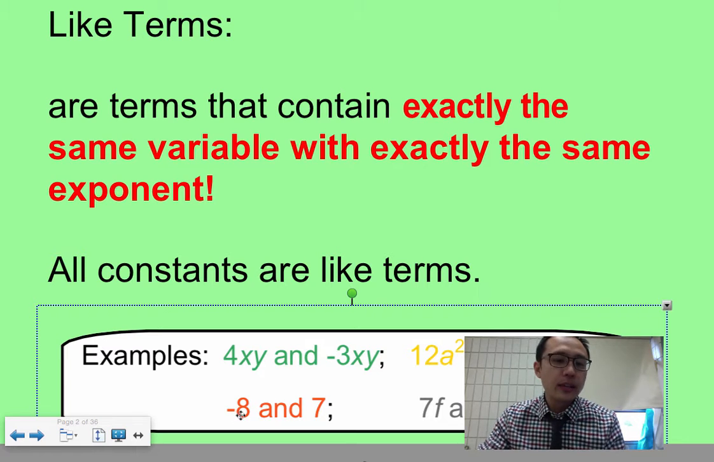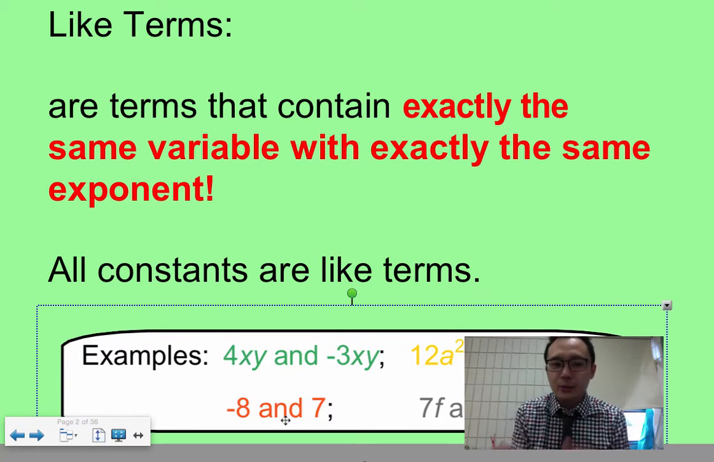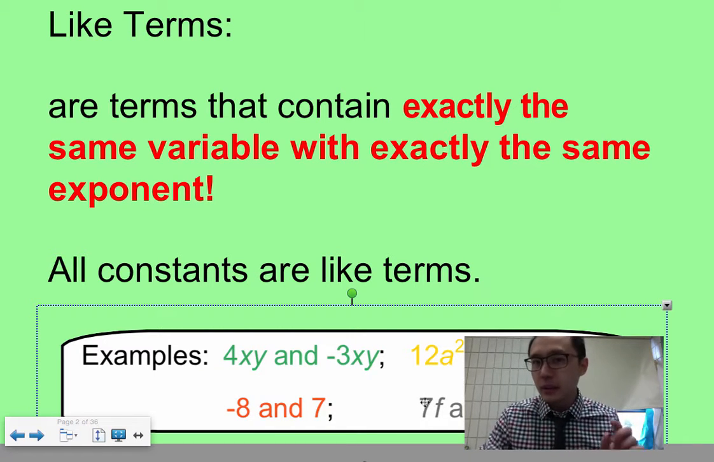The next two, the orange one, negative 8 and 7, these are constants, so you can just combine them. They're just regular numbers. You don't even have to call them like terms. They're just numbers that you can add together. And lastly, 7f and negative 7f. Even though the 7s and negatives seem very common, like terms are exactly the same variable, which is your f right there. And do they have crazy exponents? No, both of them have the same exponent of 1. So these are your like terms.